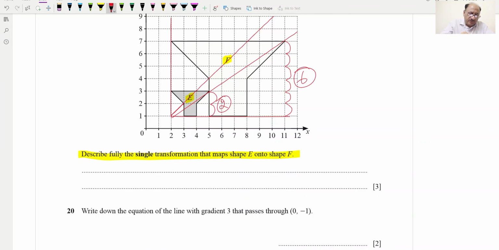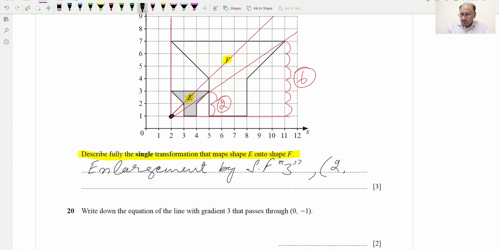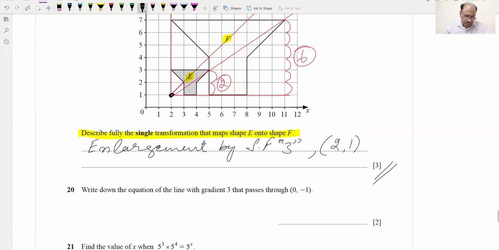So we will say our answer is that this is an enlargement, and the scale factor is 3 basically. So 3 will be the scale factor, and the center of enlargement you can check from here. This is basically 2 and 1. So 2 and 1 will be the center of enlargement. So the center we can provide as 2 and 1, and this is a 3-mark question which we are done.